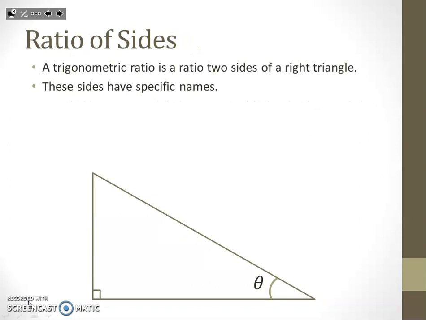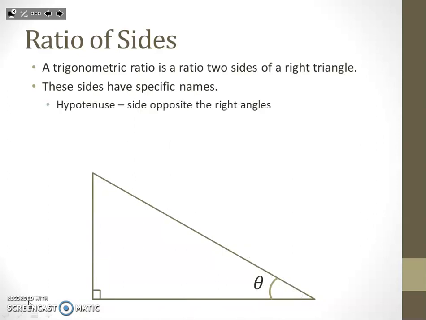Now, the ratio of the sides: we said it's a ratio between two sides of a right triangle, and these sides each have a specific name. As you work through your homework, if you are messing up problems on these, it might be that you are naming the sides wrong. So you might need to refer back to this video while you take notes.